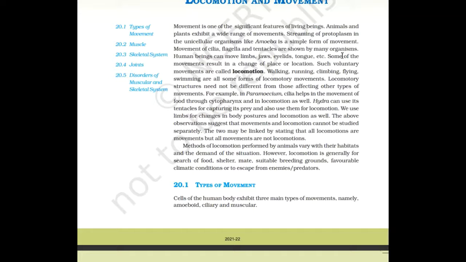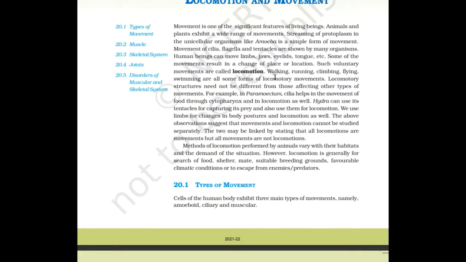Some of the movements result in change of place or location. Such voluntary movements are called locomotion. Walking, running, climbing, flying, swimming are all some forms of locomotive movement. Locomotive structures need not be different from those affecting other types of movements.